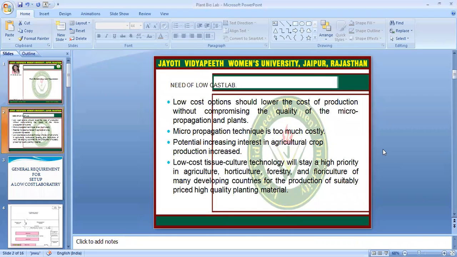So, the need for a low cost lab. A low cost option should lower the cost of production without compromising the quality of micropropagation in plants. The micropropagation technique is too costly. Potential interest in agricultural crop production has increased. Low cost tissue culture technology will stay a high priority in agriculture, horticulture, forestry and floriculture of many developing countries for the production of suitably priced, high quality planting material.